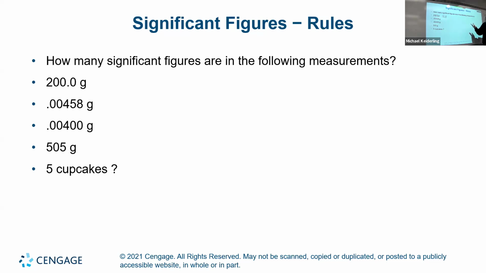How about 0.00458 grams? That is 3, yes. Leading zeros never count. 1, 2, 3. This is 3. How about 0.00400 grams? That's correct. It's also 3. Leading zeros don't count, but there is a decimal point, so the trailing zeros do. 505 grams. Yep, this is also 3.